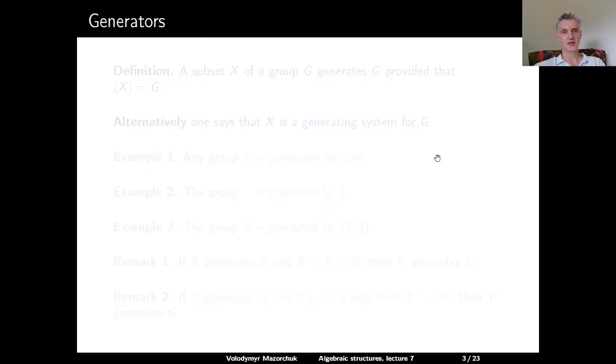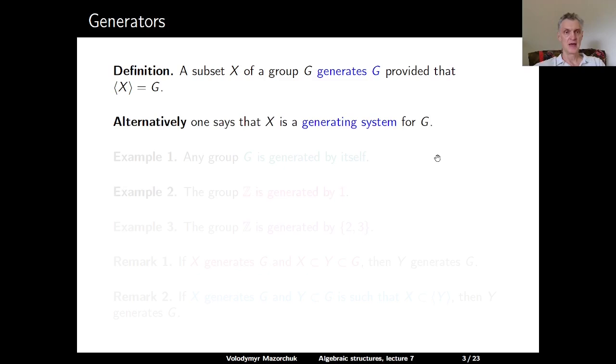Now we can talk in general about generators. Definition: a subset X of a group G generates this group G, provided that the subgroup of G generated by the set X coincides with G. Alternatively, one says that X is a generating system for G. For example, any group is generated by itself. So we can take X equal to G, and this generates the group.